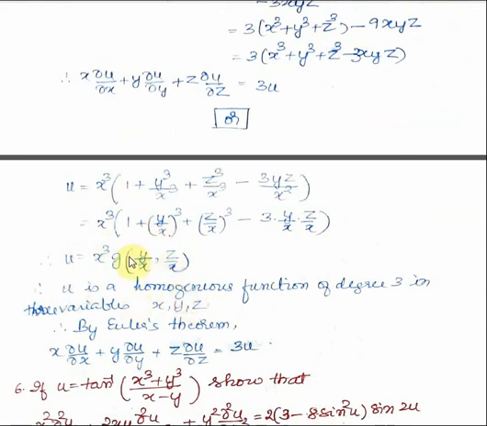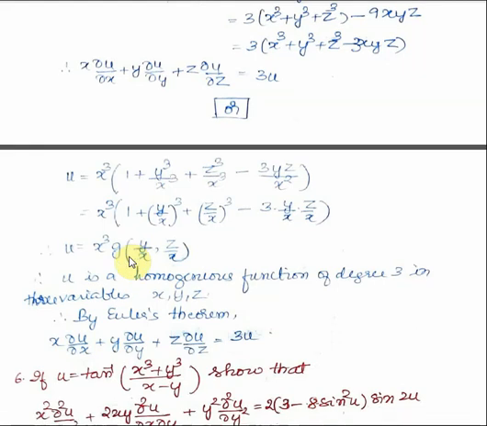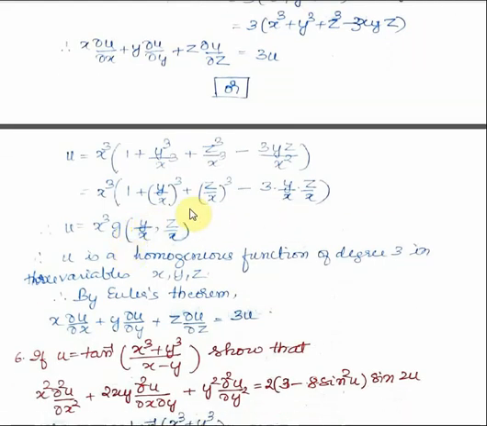Three variables were there. When I removed x, it reduced to a function of two variables. That is the idea. When I have two variables f of x, y, when I remove x outside, it will reduce to a function of one variable. Then it becomes homogeneous. The same way, there were three variables. When I took x cube outside, it reduced to a function of two variables y by x and z by x. Therefore, it is homogeneous of degree 3. And by Euler's theorem, x dou u by dou x plus y dou u by dou y plus z dou u by dou z is equal to, the degree is 3, therefore 3 into u.